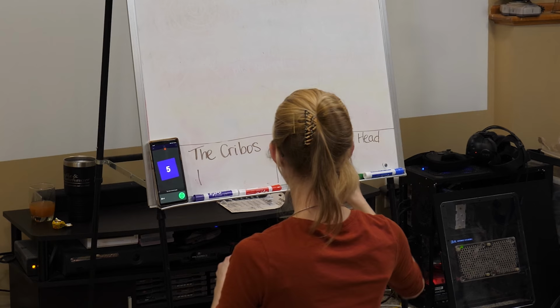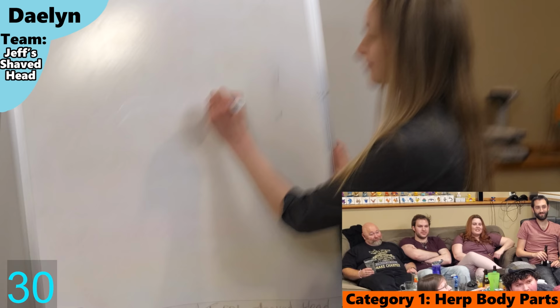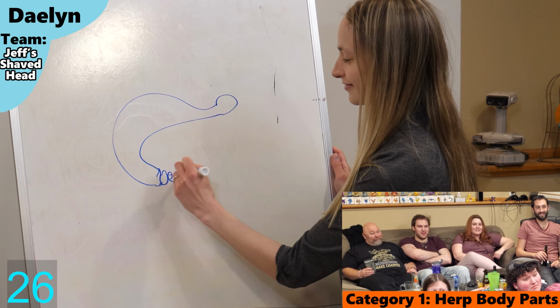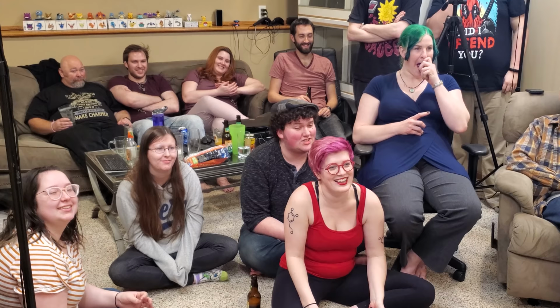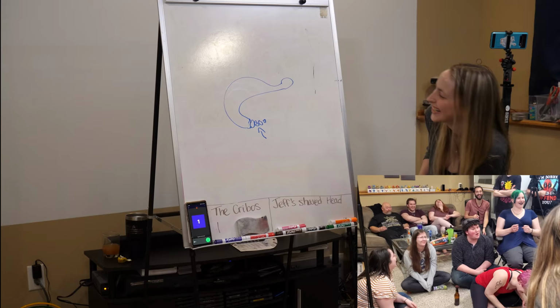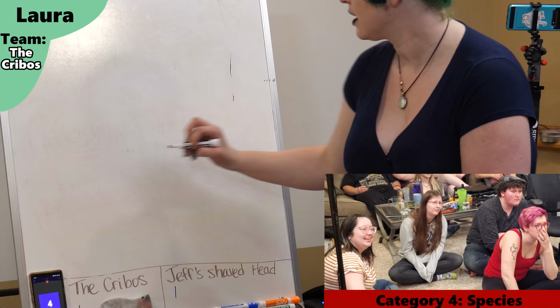So this is herp body parts. Rattle. That's a very fat rattle. I was going to say, that's a bomb. I thought it was a turtle. They're really artistic. Four. Three. Two. One.